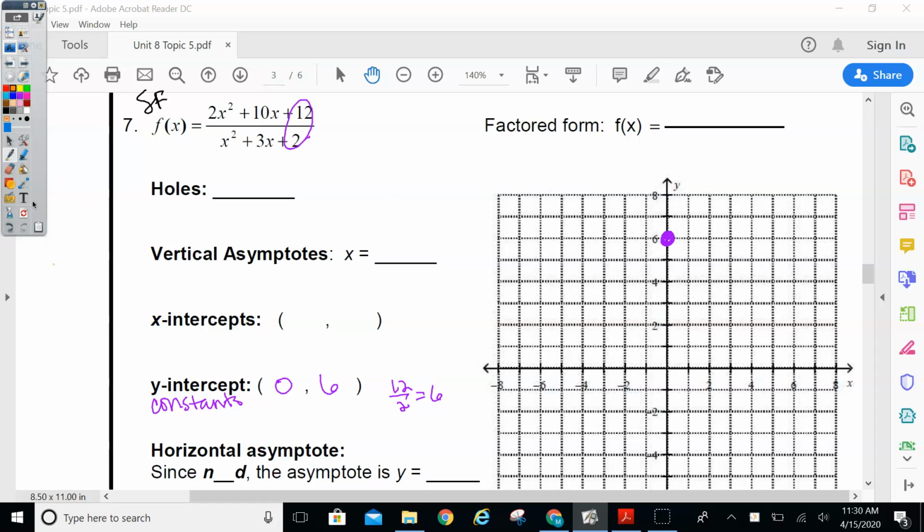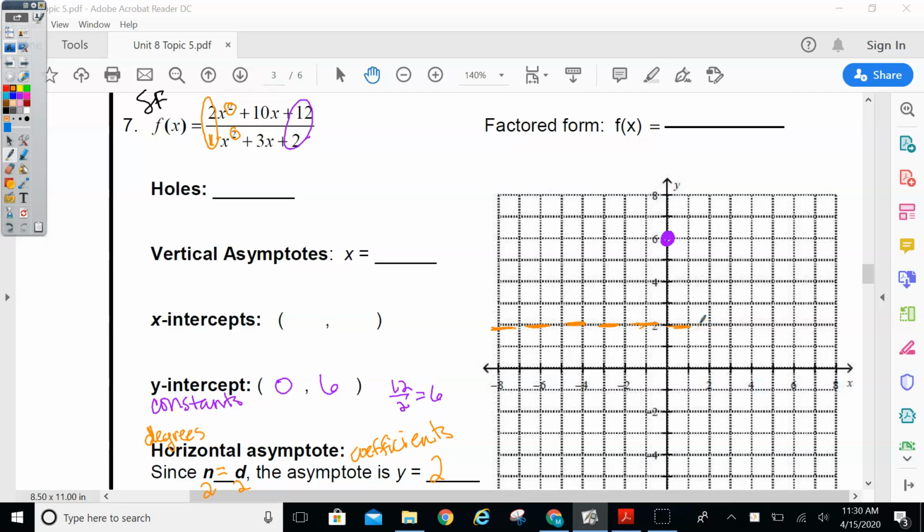Okay, I can also get my horizontal asymptote. So I look at the degrees first. They're both squared, so 2 and 2. Since 2 equals 2, then I can look at the coefficients. The coefficient of the numerator is 2, and the denominator is 1. So 2 divided by 1 is 2. That means I have a horizontal asymptote at y = 2.